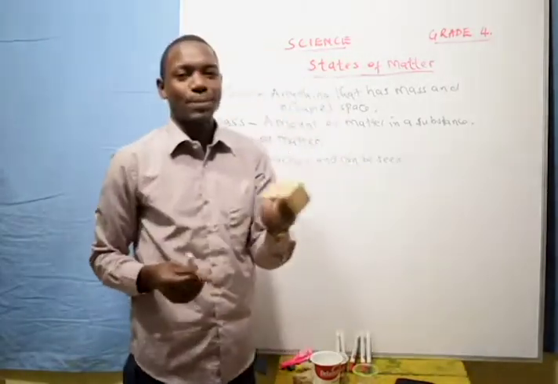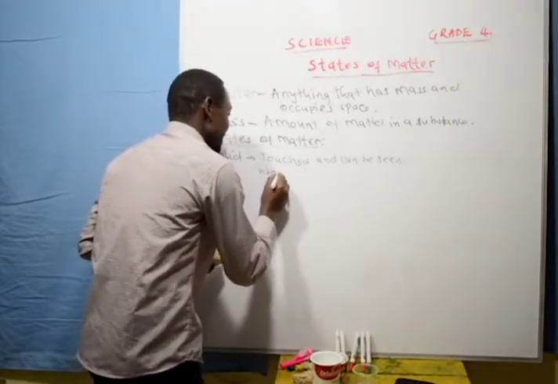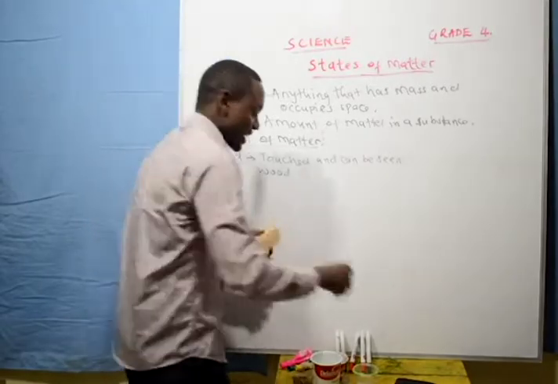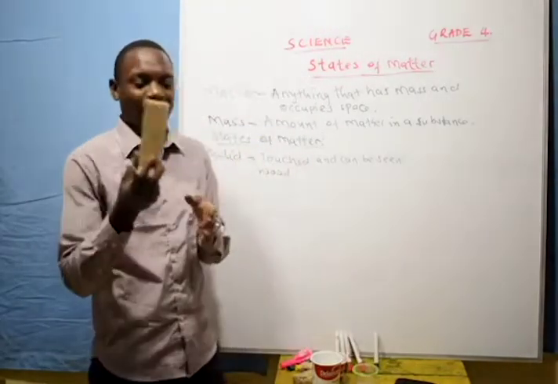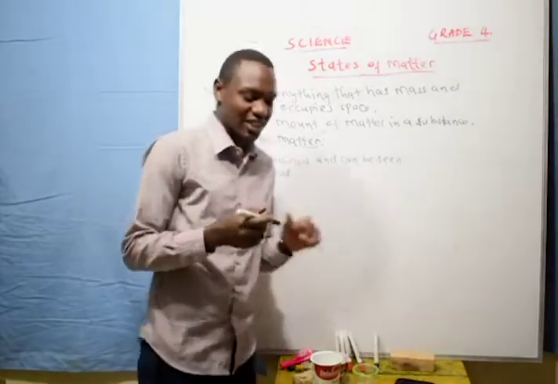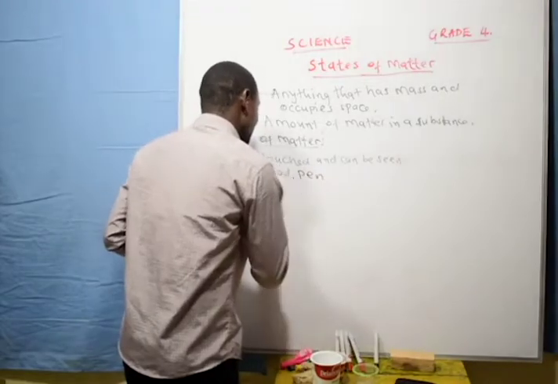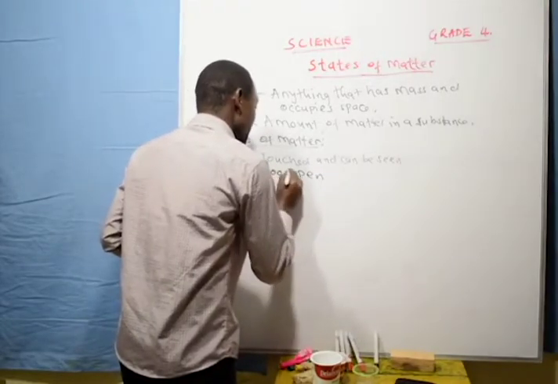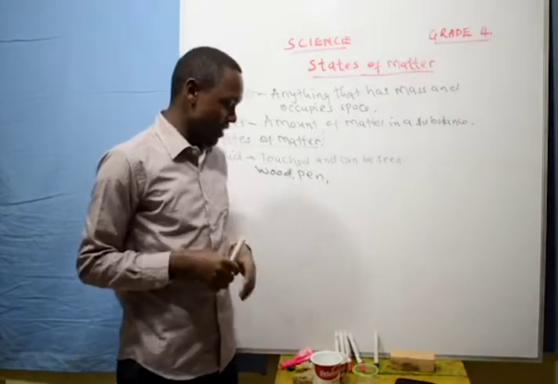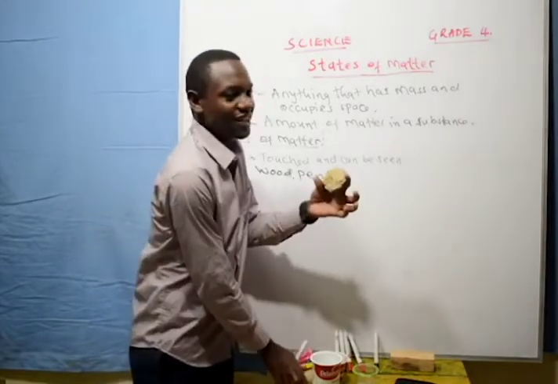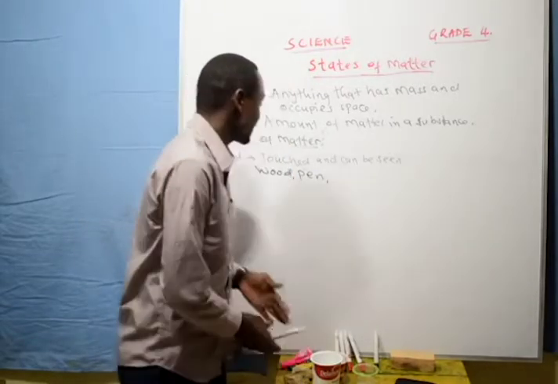For example, this is a piece of wood. So a piece of wood is a solid. Anything that you can see and you can touch, this is a solid because you can see it. This pen, a pen is a solid because you can see the pen and you can still touch the pen. We also have stones. So we say a stone is a solid.